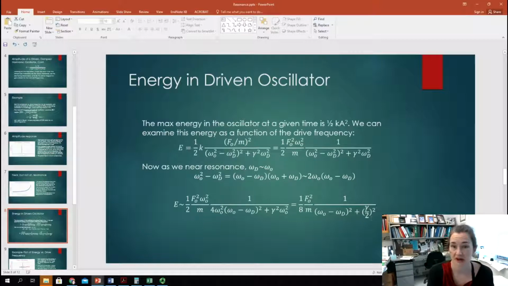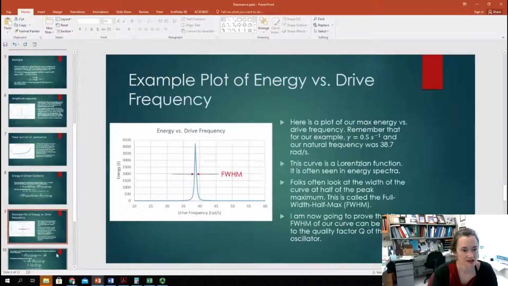And then because I pulled out a factor of 4, the second term is gamma over 2 quantity squared. Okay? So this is the energy near resonance, where omega naught is approximately equal to omega d. So let's plot this function.